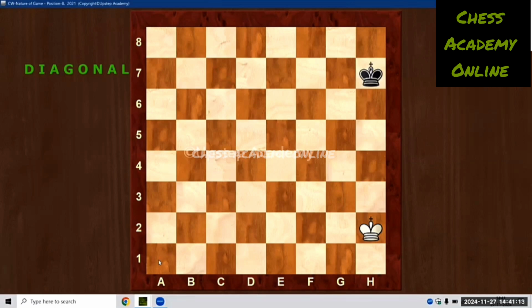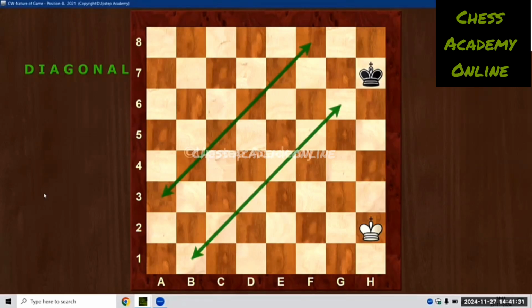Otherwise, it is wrong. For example, this diagonal is wrong, even though it starts on the brown square and ends on the brown square, but in between it's touching white squares also, so not allowed in chess. A diagonal must follow the same color squares like this.